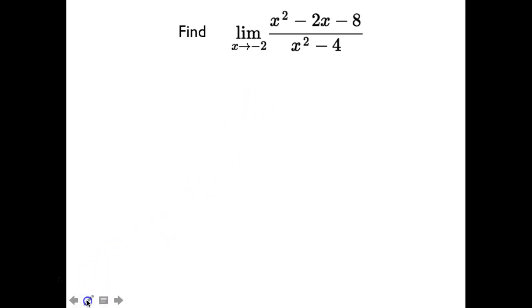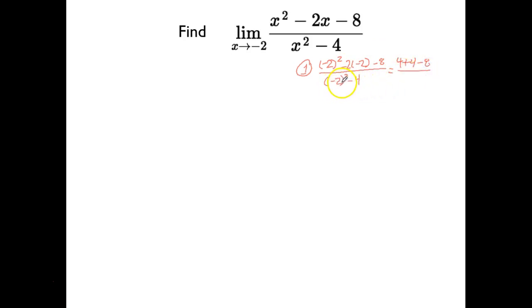Okay, we got this problem. Remember, always start with step 1. I just suggest always doing that. So let's plug in first. So this is step 1. Okay, we plug in -2 squared minus 2 times -2 minus 8 all over -2 squared minus 4. Okay, so we got -2 squared is 4 plus 4 minus 8 all over.